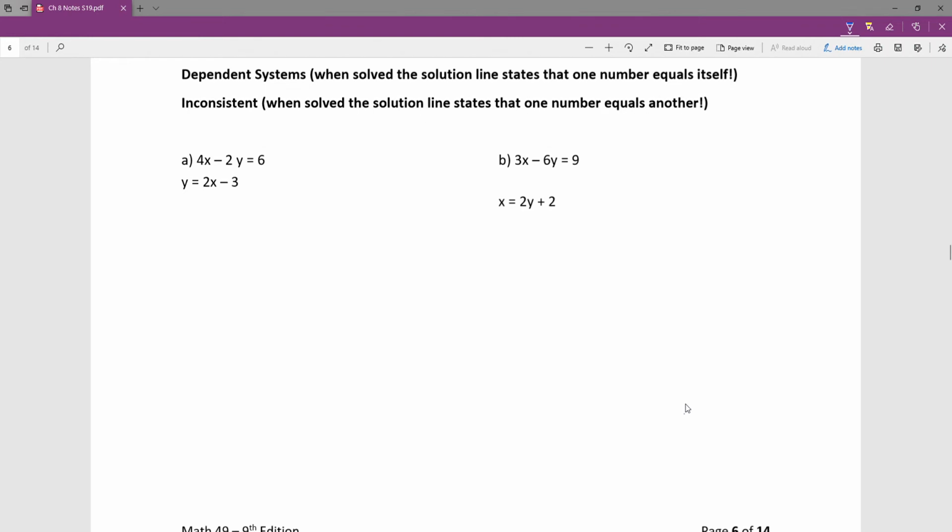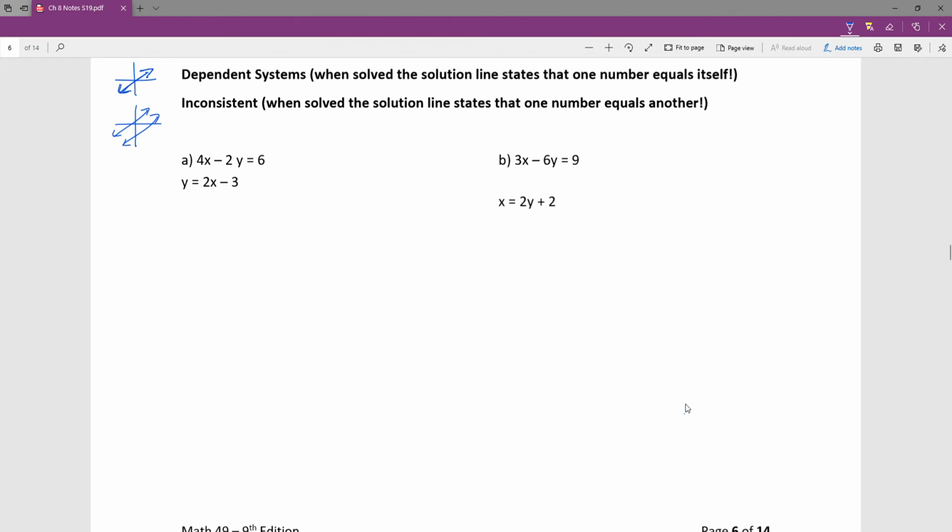So hopefully now you have a bit of an idea of how solving systems of linear equations through substitution works. We've gone through those consistent systems where we got an x and a y value, but we had those two other options. We had the dependent systems where the lines were actually the same line, and we had those inconsistent systems where the two lines were actually parallel lines.